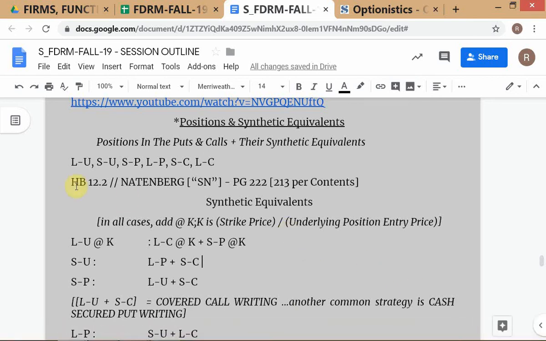So now what are we going to do? We're going to look at these positions and we're looking at synthetic equivalents. This is a very important concept in finance, especially later on when we do arbitrage and things, classical riskless arbitrage. The concept of a synthetic position or synthetic equivalent.